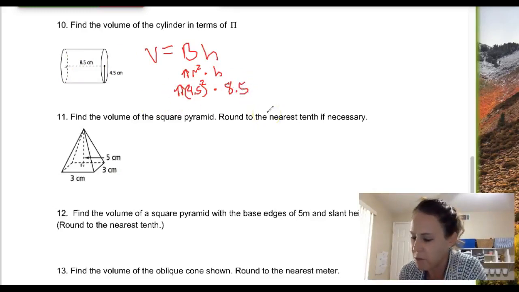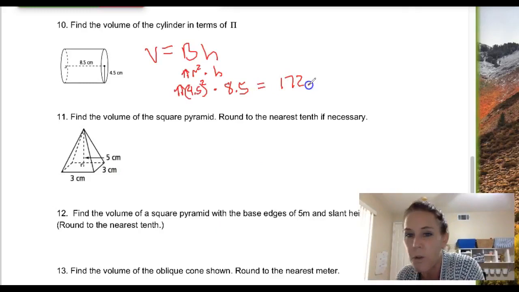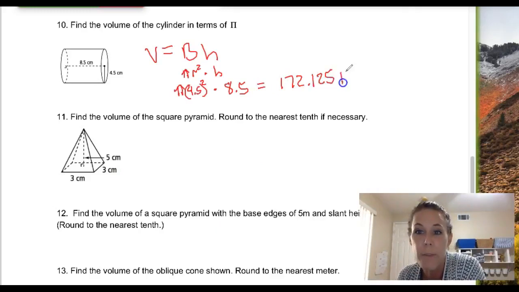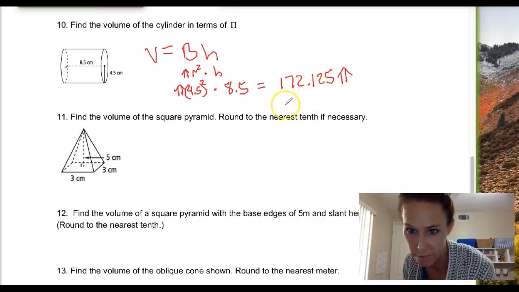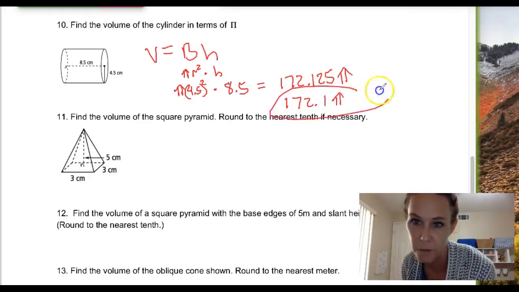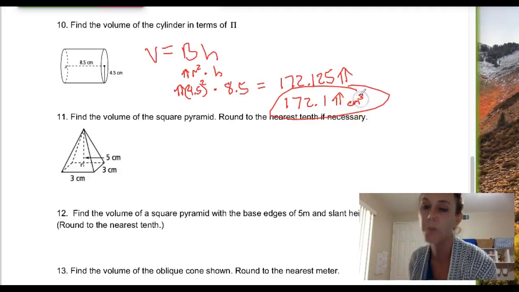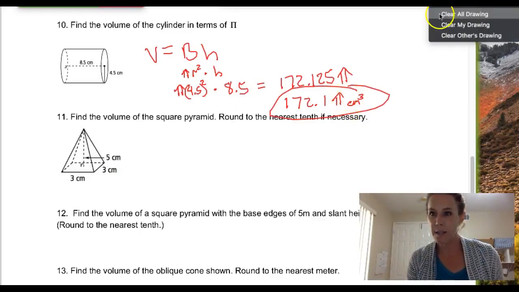Do the math on that. Use a calculator. 8.5 times, and then we're going to go 4.5 times 4.5 to square it. And then we're going to multiply that by pi, and they want the answer in terms of pi. So we're just going to go 172.125 pi is the solution I get. If you want to round this to a tenth and go 172.1 pi, also fine. And because we're in centimeters, it's centimeters squared plus another centimeter. So it's going to be centimeters cubed. Volume is always cubic. All right, on to the next one, guys.